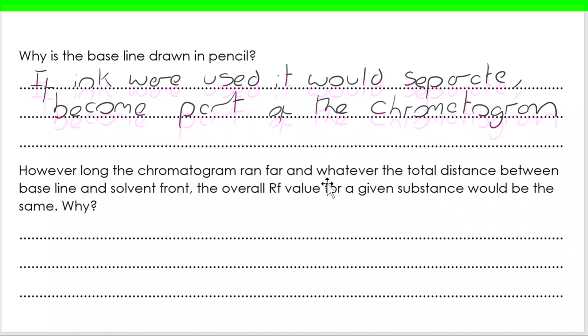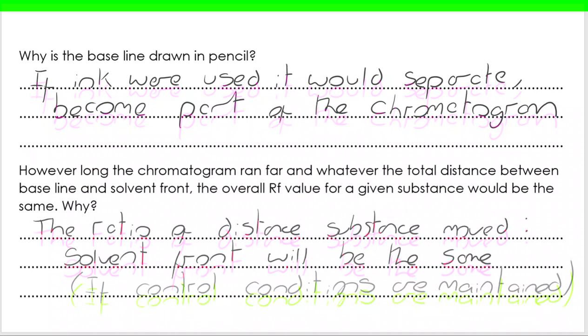So however long the chromatogram ran, and whatever the total difference between baseline and solvent front, the RF value for a given substance would be the same. Why? Well, what we're really looking at is that the ratio will be the same. It is also important that control conditions are maintained. If we do this with the same concentration and at the same temperature, the RF will be the same, because the RF is a measure of the ratio between the distance the substance moves and how far the solvent front moves. With any specific substance with a specific solubility, that ratio will not change.